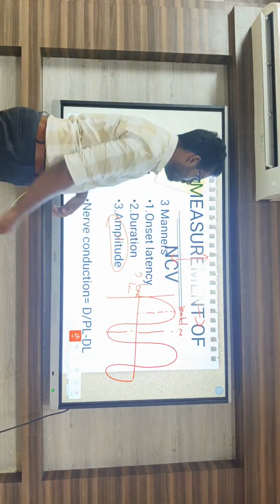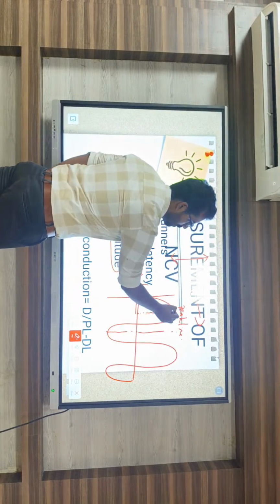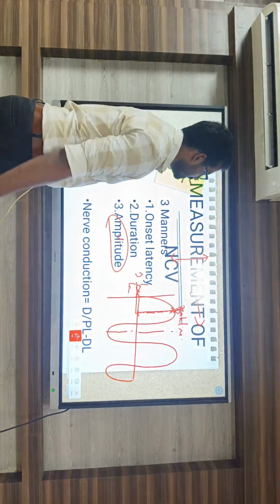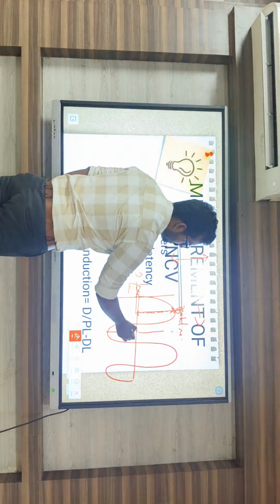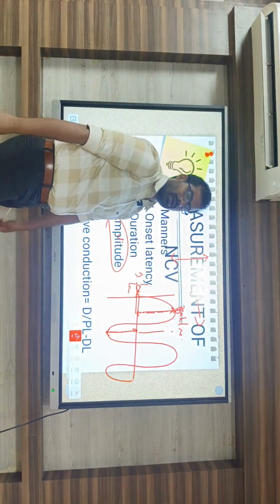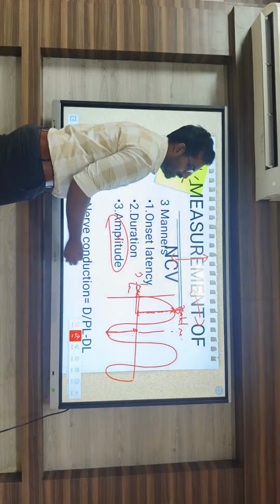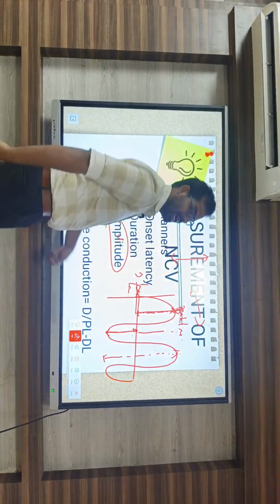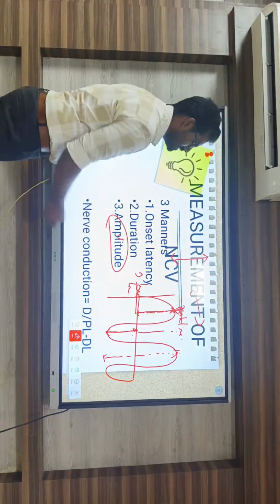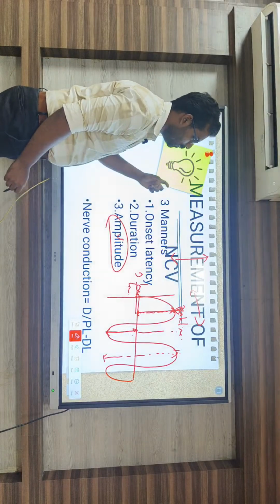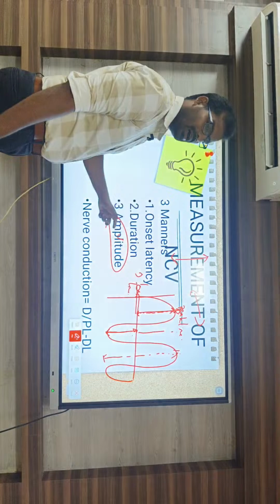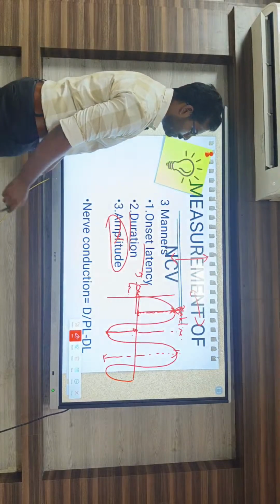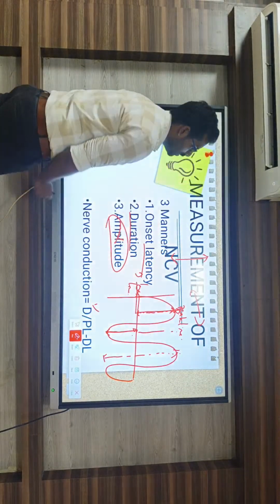The first amplitude is from the baseline to the positive peak line of the level. This is the first amplitude. The second amplitude is from the baseline to the negative peak line of the levels. The third amplitude is from the peak level to peak level, the positive peak level to negative peak level. This way we are going to measure whether lesions are present or not, based on the latency period, duration or amplitude. So what about the formula of the nerve conduction study measurement?